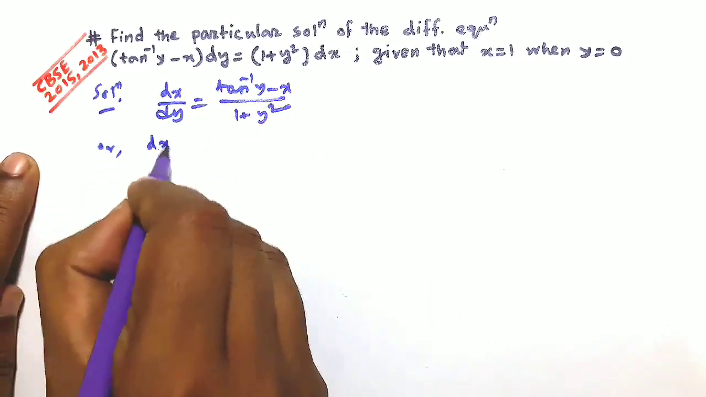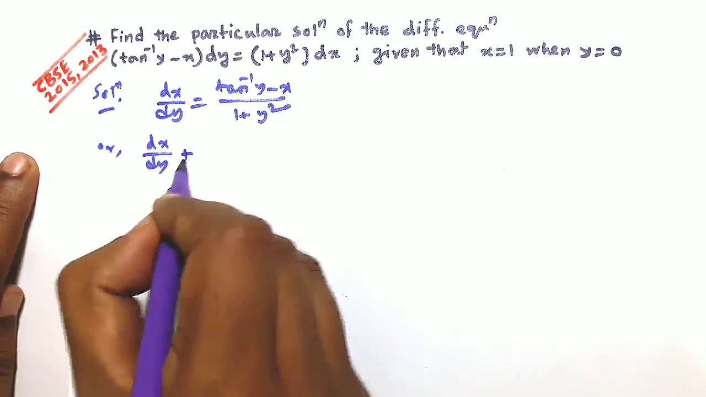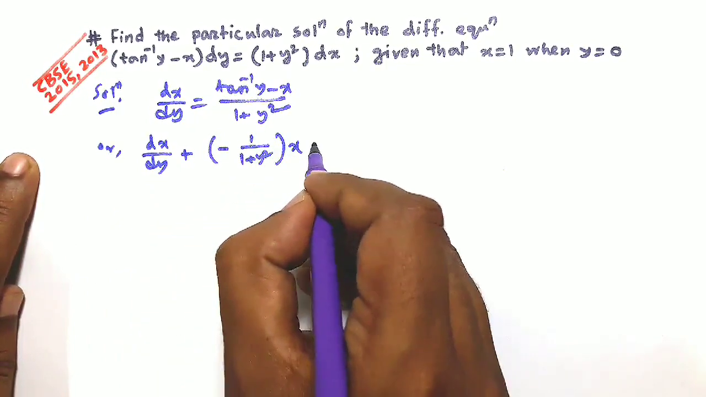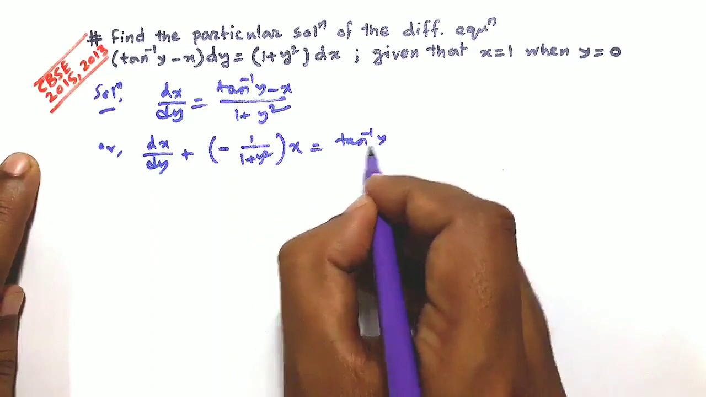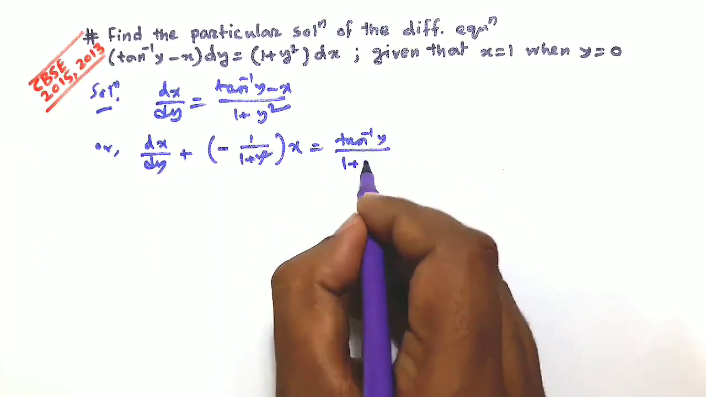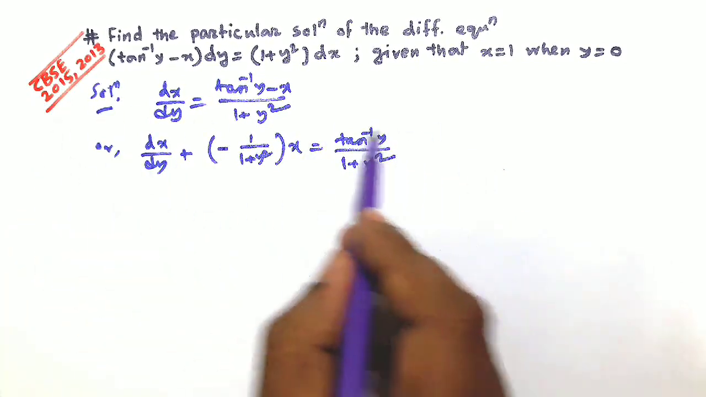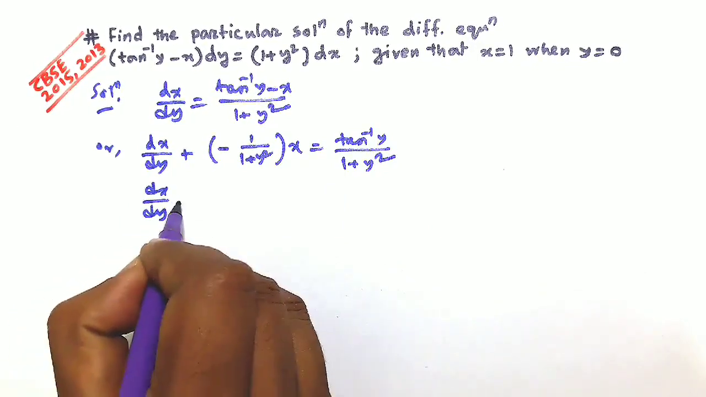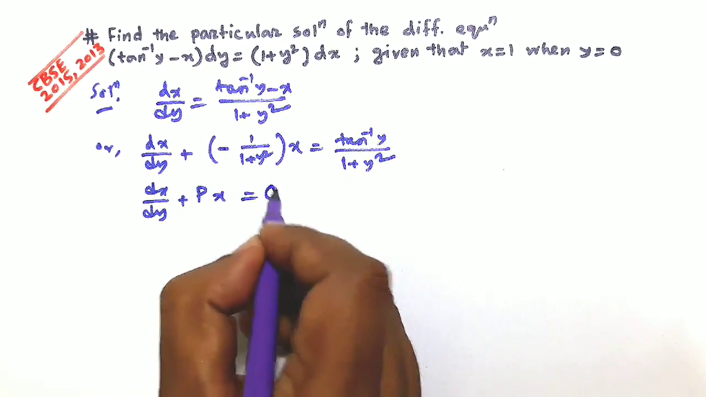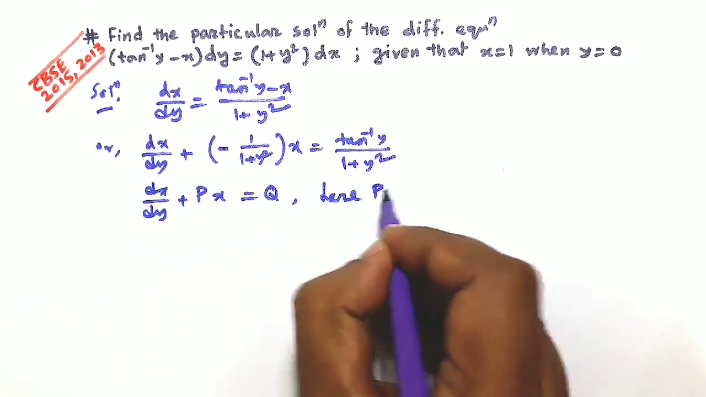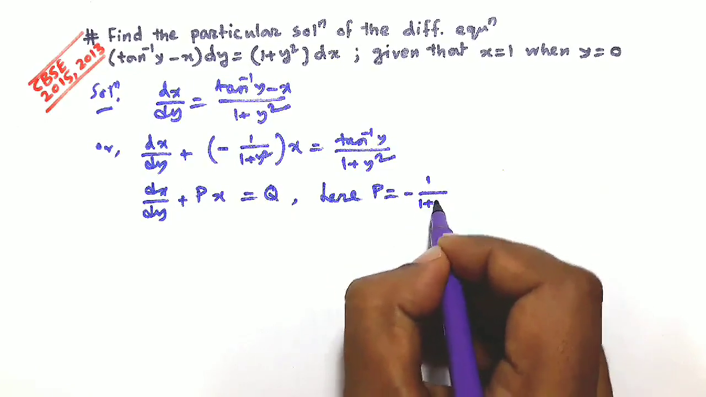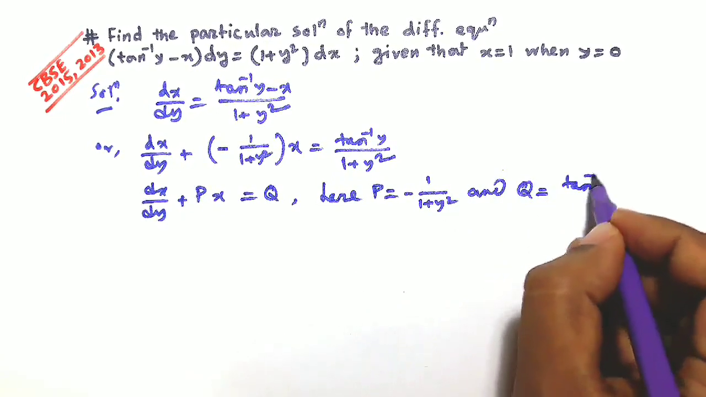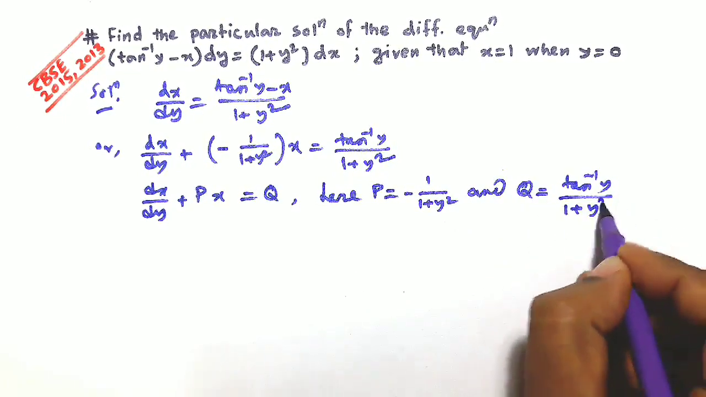Or we can write dx/dy plus minus 1 upon 1 plus y square whole x is equal to tan inverse y upon 1 plus y square. This is a linear differential equation of the form dx/dy plus px is equal to q. Here p is equal to minus 1 upon 1 plus y square, and q is equal to tan inverse y upon 1 plus y square, okay?